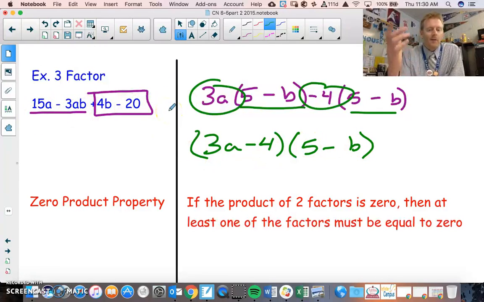All right, folks, that's all I have for you. We'll be using these kinds of things along with the zero product property and what we talked about from the first part of 8.5. But that's what I want to talk about.